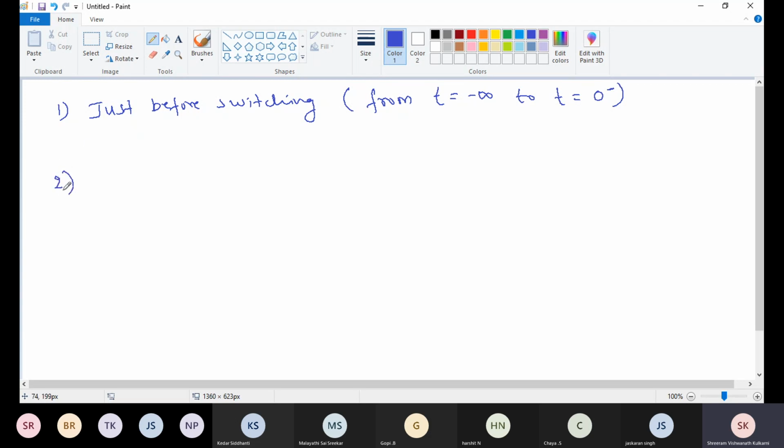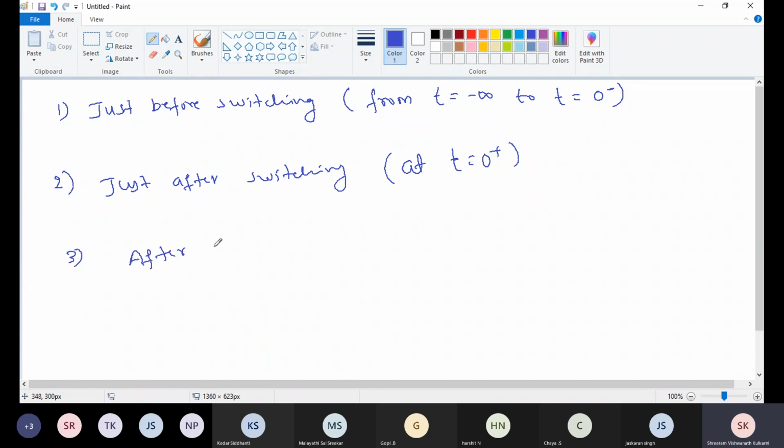Okay, now second one, just after switching, where t equal to 0 plus. Then third one and final, that is after switching, that is for t greater than 0. We can add to this the final steady state at t equals infinity.